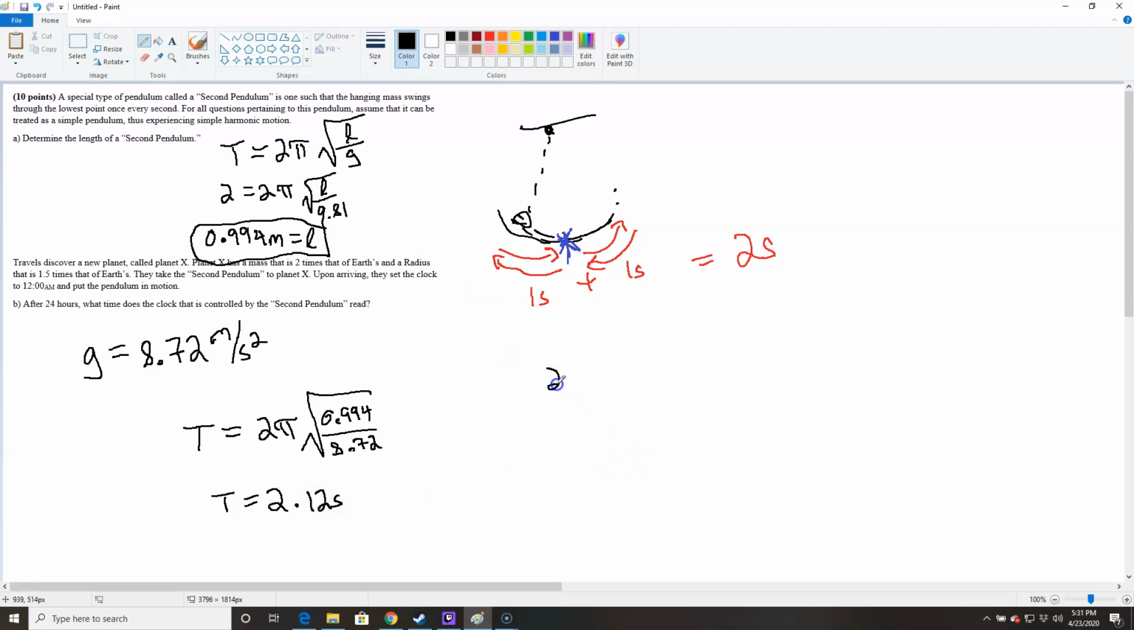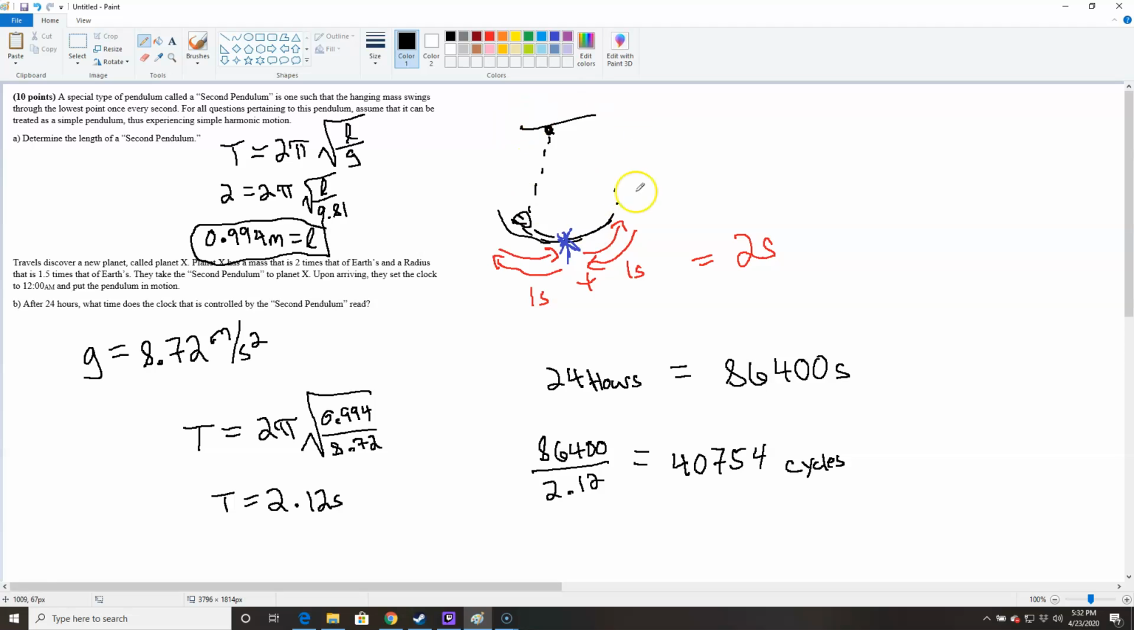Well, in 24 hours, you can do a dimensional analysis, or you can take my word for it. It's 86,400 seconds. Now, what that means is our clock is going to complete a total of 86,400 divided by 2.12, or 40,754 cycles.